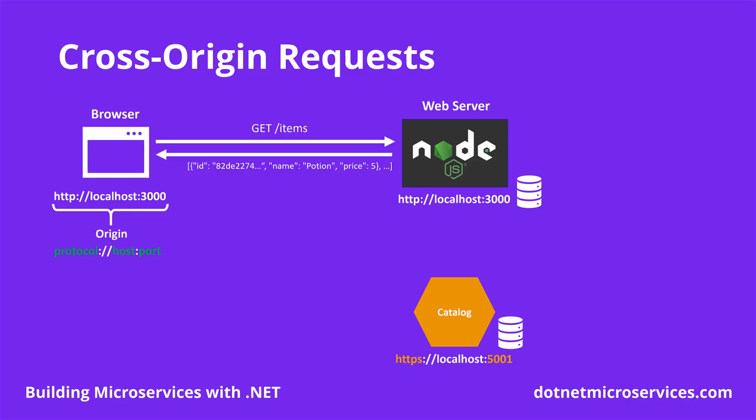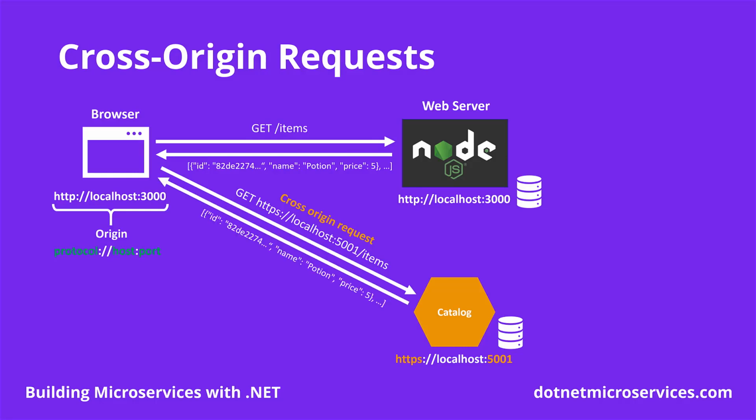Now, when the catalog section is requested, the browser makes a GET request to the REST API at the origin of the catalog microservice, which is HTTPS localhost 5001. Since both the protocol and port of the catalog microservice are different than the one in the browser, this is known as a cross-origin request. The microservice will return the catalog data just as before. But by now, the browser knows that this response comes from a different origin, since it had set the origin header in the request. Therefore, it rejects the response data with a CORS error.